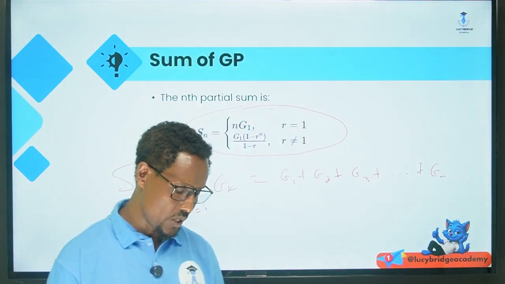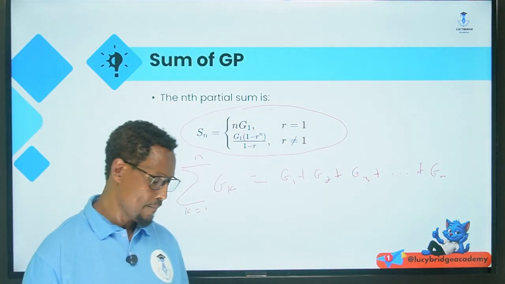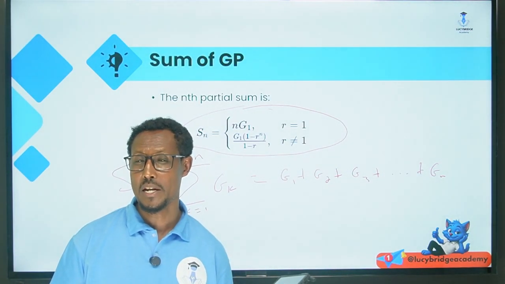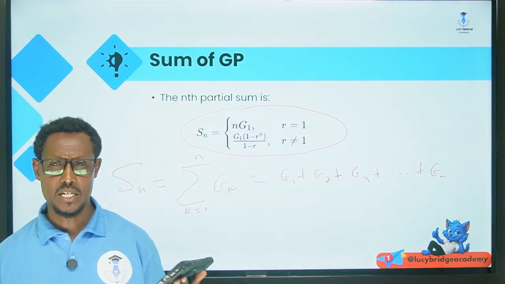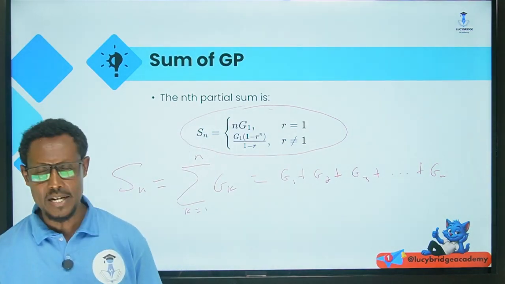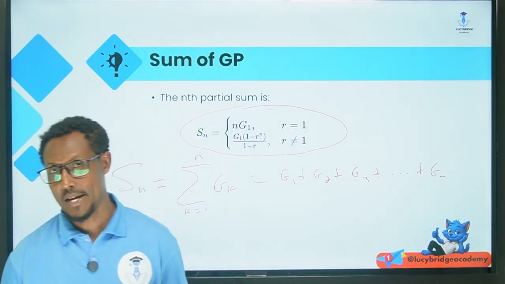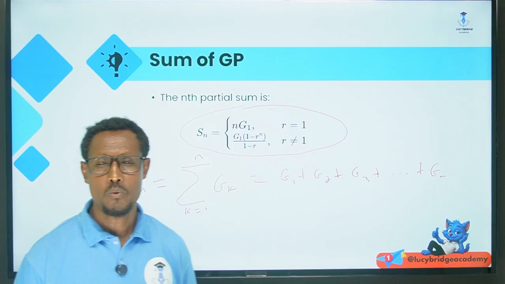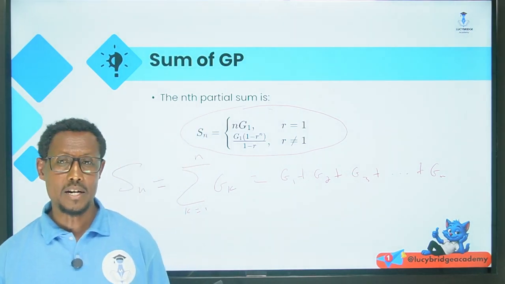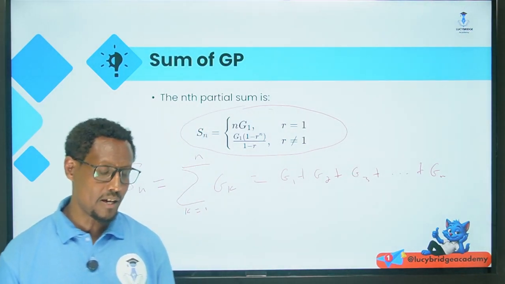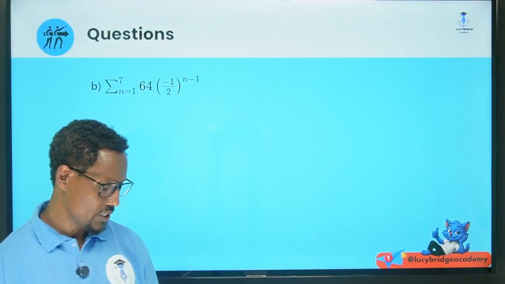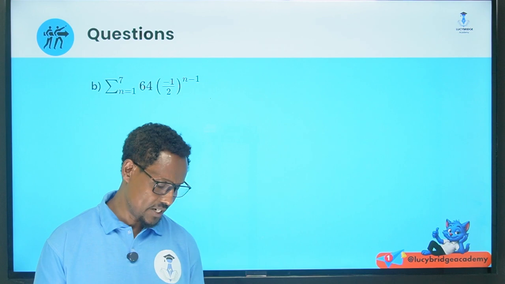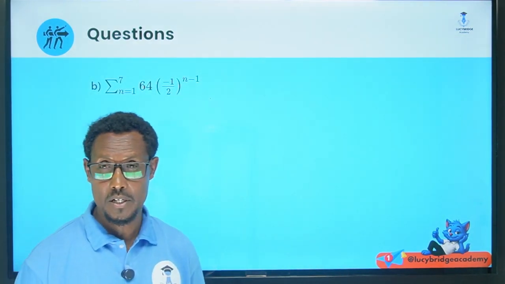If the common ratio is different from 1, Sn is equal to G1 times (1 minus r to the power of n) over (1 minus r), if r is different from 1. If r is 1, simply we take n times G1. Question: we are asked to find the sum of the first 7 terms of the given geometric progression.